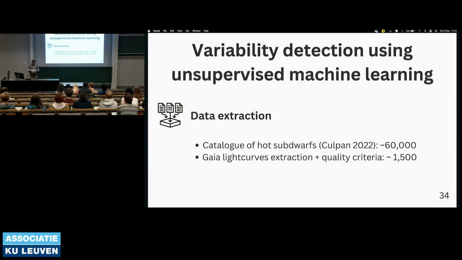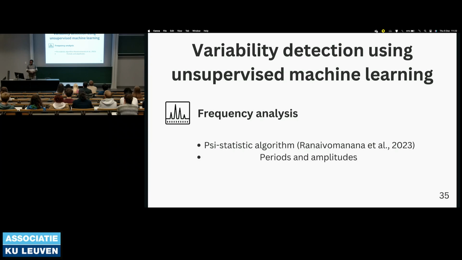As mentioned earlier, the first step is to extract the data. So we start with this catalog of hot subdwarfs, which consists of 60,000 objects. And then we extracted the light curves. And in addition to some quality criteria, we obtained about 1,500 objects with Gaia light curves. So we based our analysis on these objects, and the next step is to extract the frequencies, periods and amplitudes using the hybrid approach we discussed earlier.